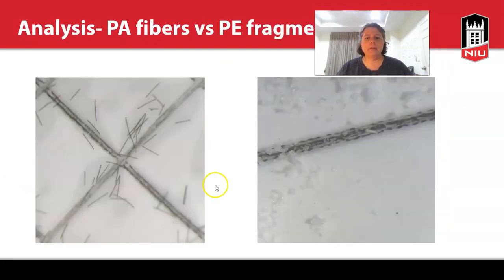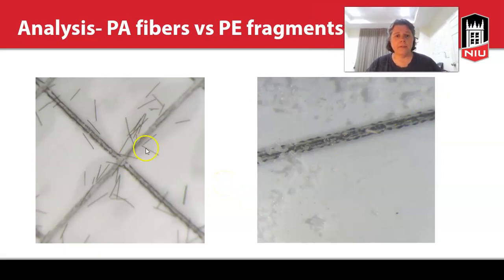We looked at fibers versus fragments. So this is what this looks like. These are the fibers in there. So this is polyadenine fibers, polyethylene chunks. You can kind of see the chunks of it in there.